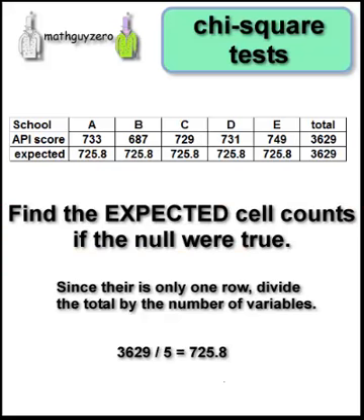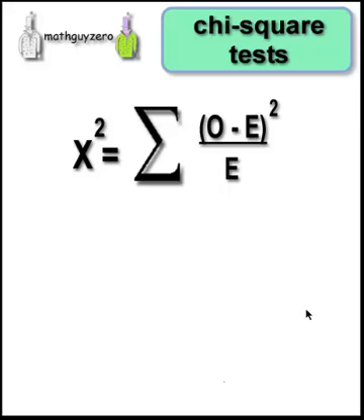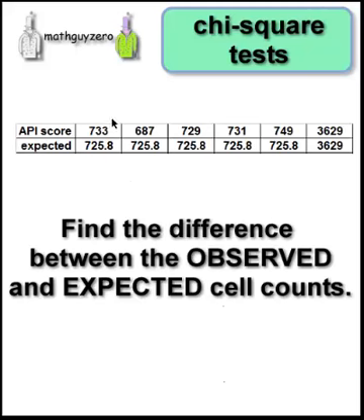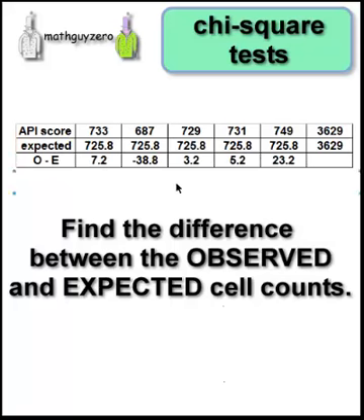So let's go ahead and look at the formula again. Bam. We need to find the difference between the observed and the expected outcomes first. Let's go ahead and do that. There's our observed on top, our expected on the bottom. We'll just simply subtract each one. So that's that. Next step.